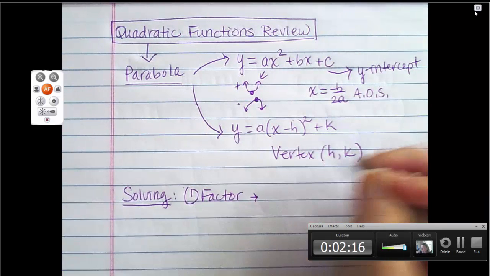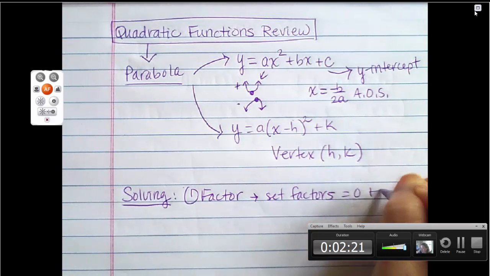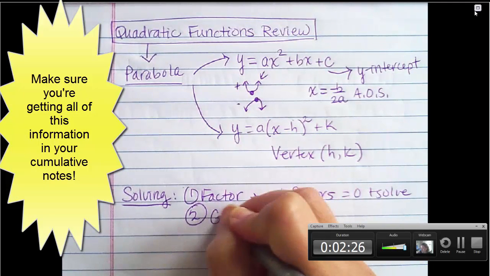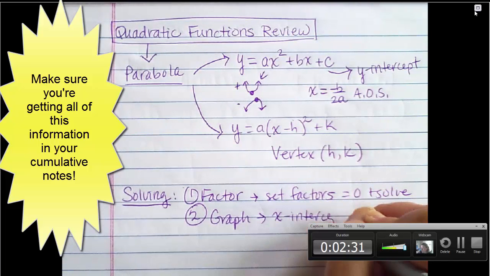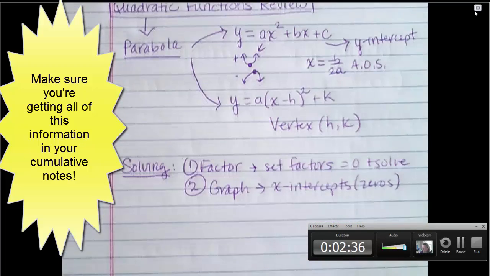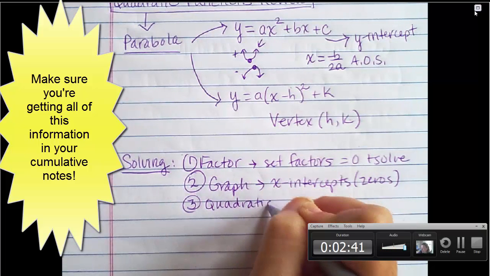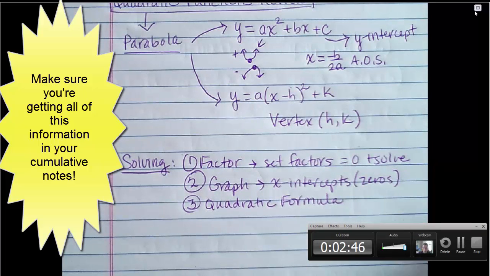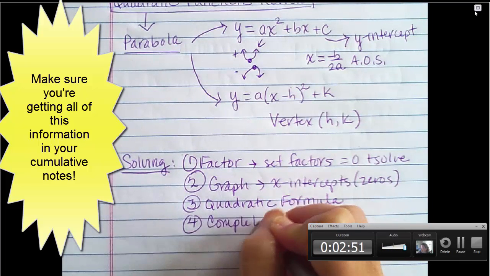First is to factor. You factor your quadratic, set your factors equal to 0, and then solve each factor. A second way of solving is by graphing. After you graph, you look at the x-intercepts, which are also called zeros. A third way to solve is using the quadratic formula. Remember, the quadratic formula is given to you on your Regents reference sheet, so you do not need to memorize that anymore. And the fourth way to solve is by completing the square.